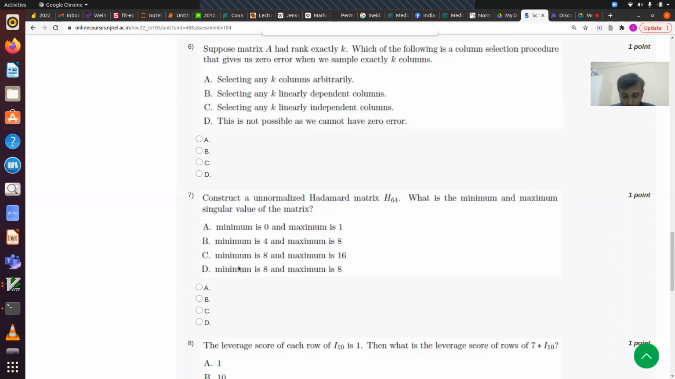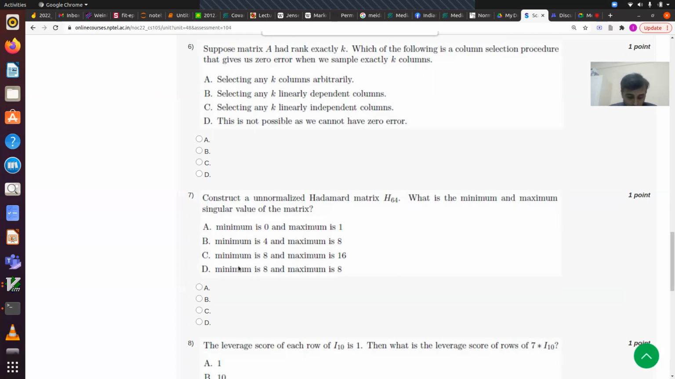No, not just that. A Hadamard matrix has a very special construction. Basically, you recursively construct the Hadamard matrix. For example, H1 is just 1. H2 is 1, 1, 1, -1, where the last entry is -1. So H4 can be constructed from H2, and so on and so forth.